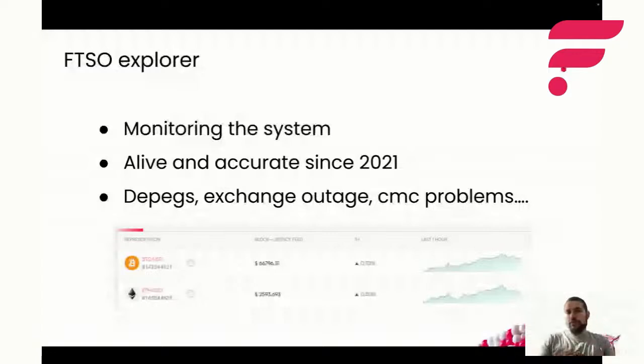Even when the pegs were happening, the data providers recalculated the price not according to USDT, how most of the coins are usually trading, but according to USD, to make sure that they're submitting the correct price. And we can safely say that the FTSO system has proved to be resilient enough, even in the cases of those outages. And why is that important?